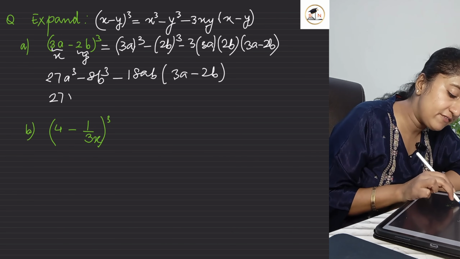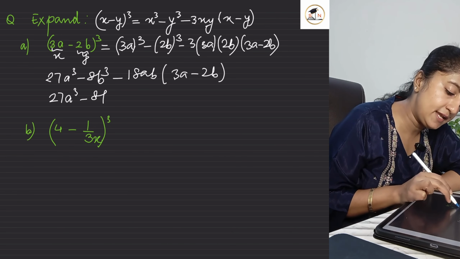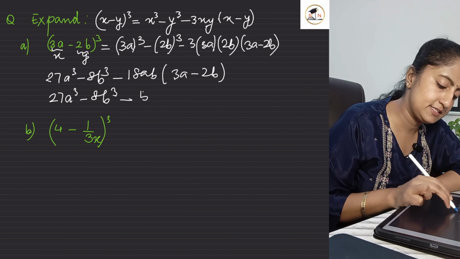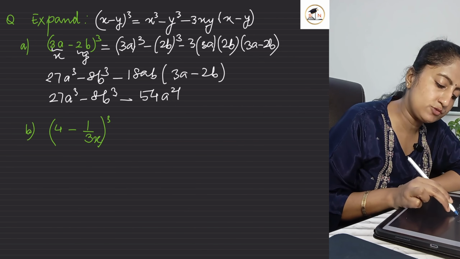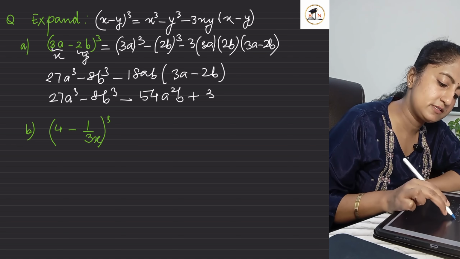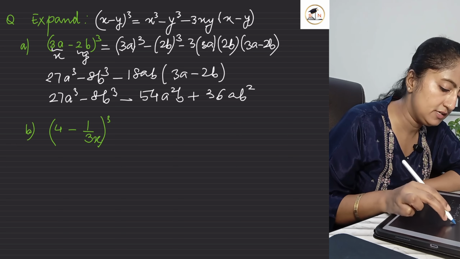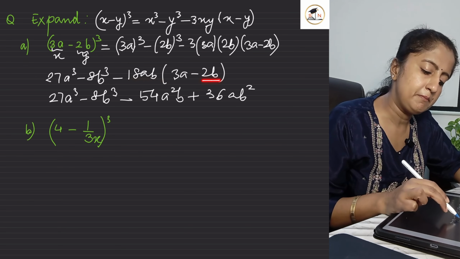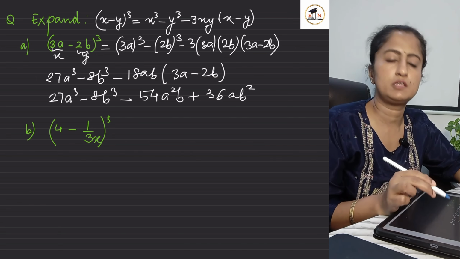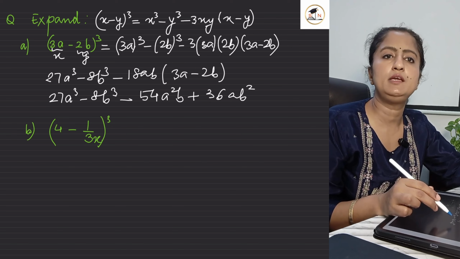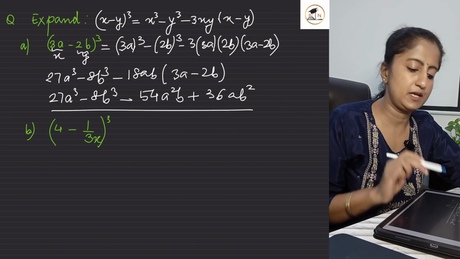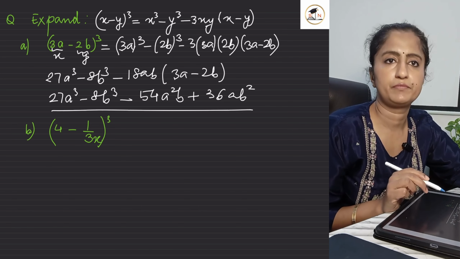Okay. 27a cube minus 8b cube minus. Now 18 threes are, that is 54a square b plus 36ab square. How did I get 36? 18ab times 2b. 18 twos are 36 and ab into b gives us ab square. So now we are actually done with the expansion of our first question, right?